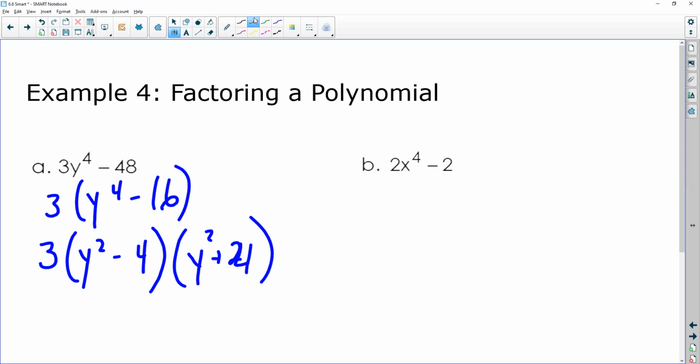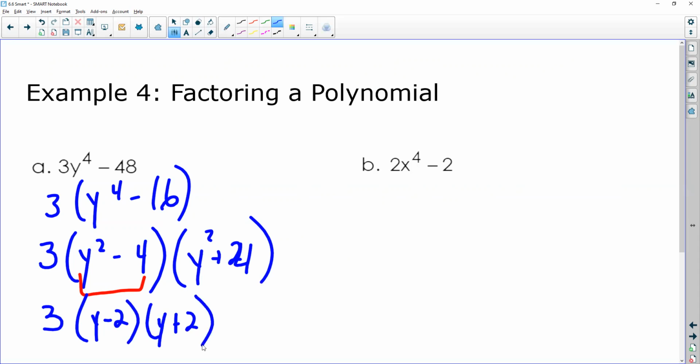Because that y squared minus 4 is also a difference of squares, I have to factor again. I'm going to factor that to y minus 2, y plus 2, and then y squared plus 4 just is. That's a sum of squares, and I can't do anything with it. It's prime.